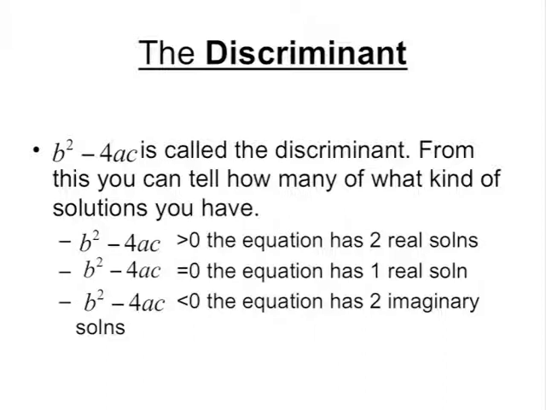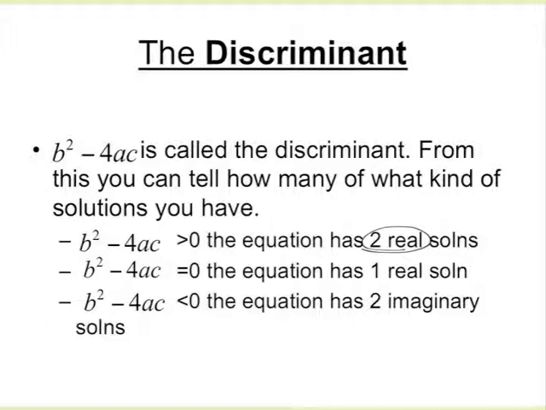If that discriminant is positive, then in our quadratic formula we would end up having plus or minus the square root of something. So that gives us two answers, and they are both real answers because we had plus or minus the square root of a positive number. So if that discriminant is positive, we get two real solutions.